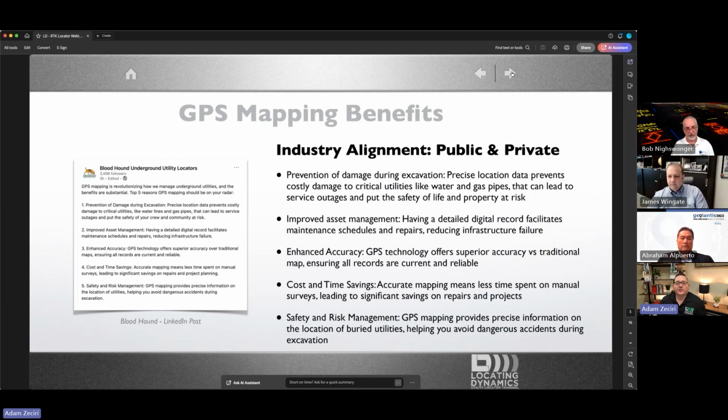The goal of the companies that I used to work for was, we don't have maps, so I'm going to go out and make those maps. So I got to literally cut my teeth and learn the hard way of how to do stuff. But the thing we always lean to is technology at the end of the day. Damage prevention during excavation, improved asset management, enhanced accuracy, cost and time savings, and safety and risk mitigation are really the key takeaways where GPS can help the public side improve.